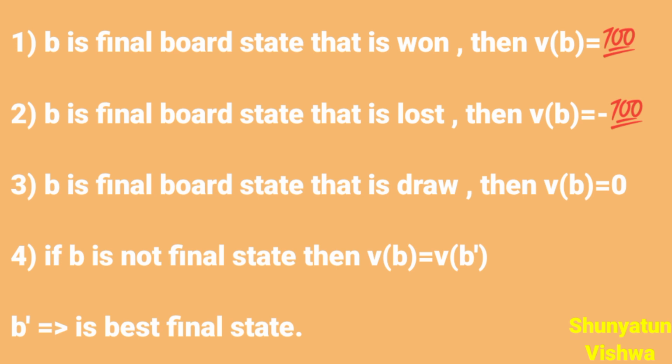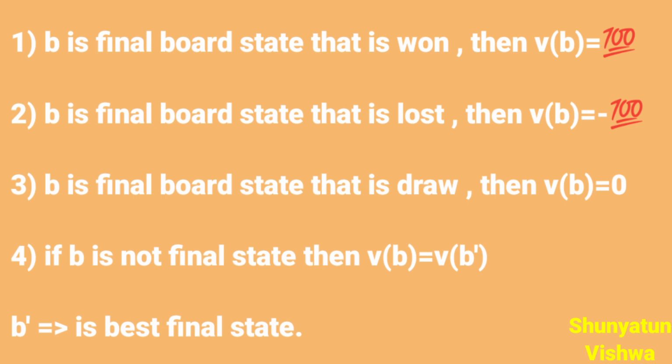That means from here to here you have moved and you're staying here. So far you are here. Okay, then in that case this is called the best final state. And then V of b, if it is not a final state, then V of b is going to be V of b dash, where b dash is the best final state. Okay, done. So this is how you find out the target function based on the board state.